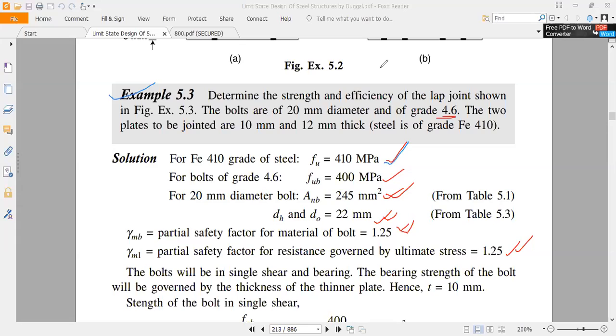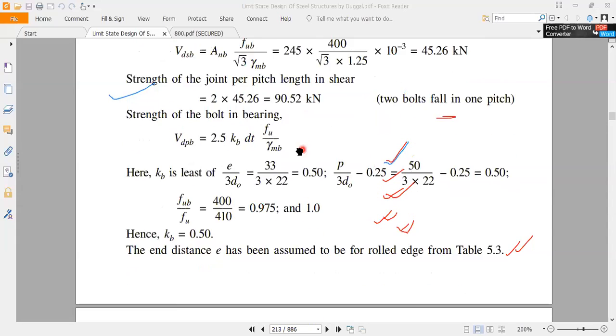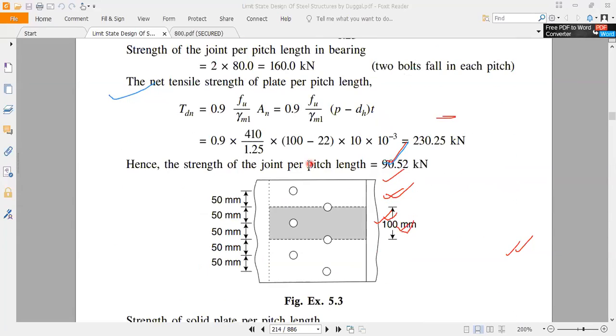Now let us see the figure. So this is the question figure. Here you see, this is a part of the connection.